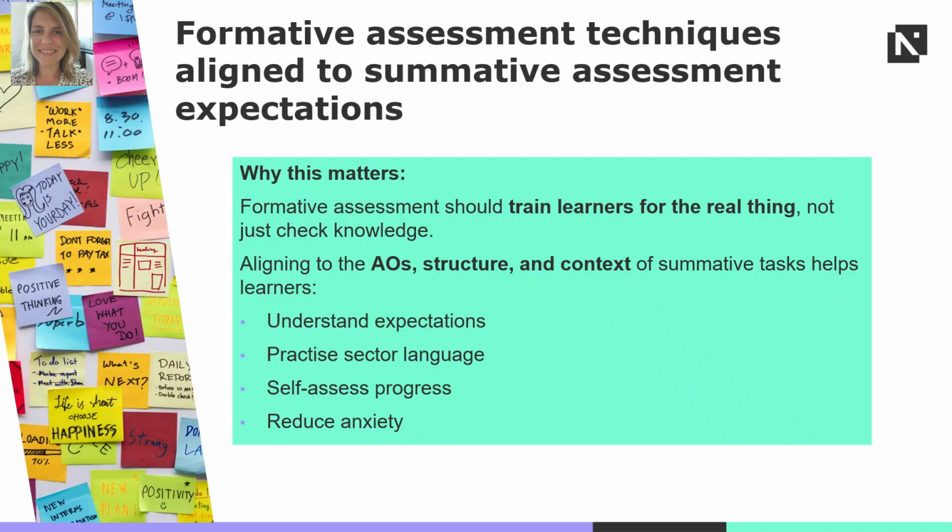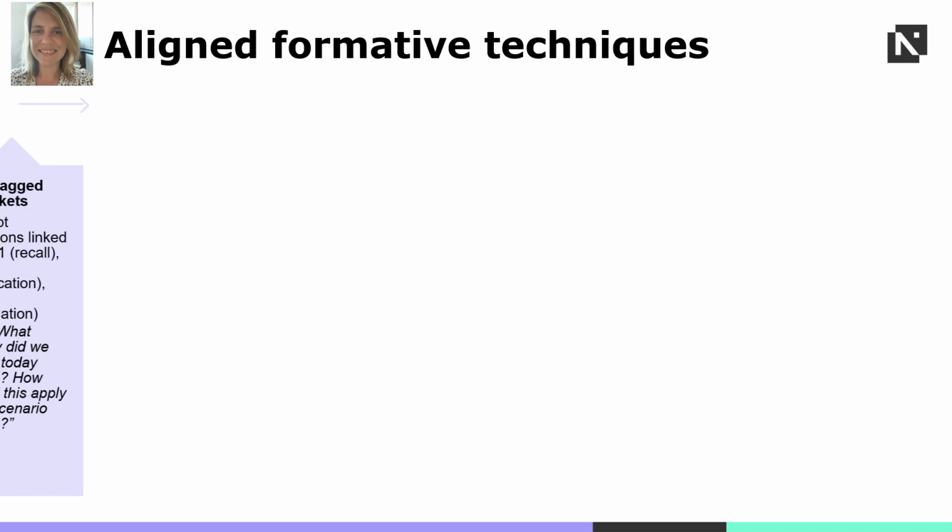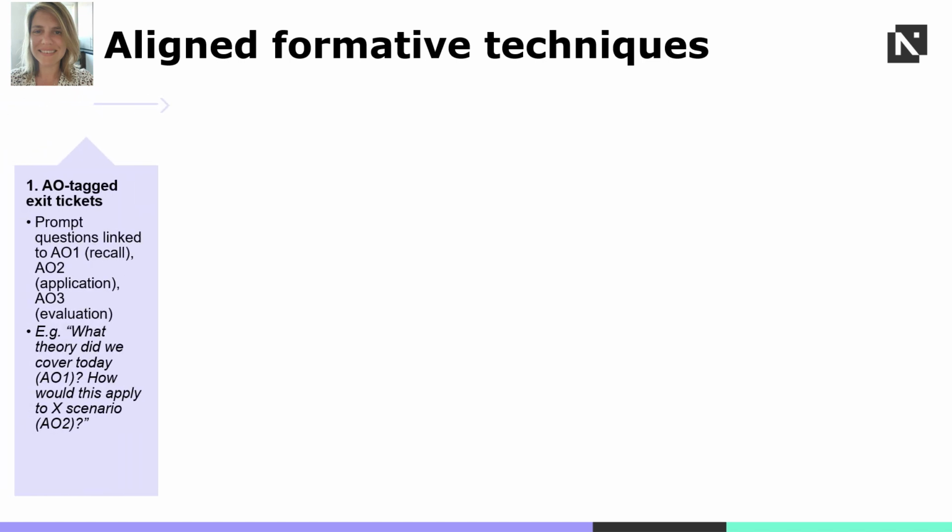Formative assessment should train learners for the real thing, not just check knowledge. Applying the AOs or banding structures in the context of summative tasks helps learners understand expectations, practise sector language, self-assess progress and reduce anxiety around assessment. Let's have a look at some aligned formative techniques. Number 1, AO-tagged exit tickets, with prompt questions linked to AO1, AO2, AO3. For example, what theory did we cover today? How would this apply to X scenario?